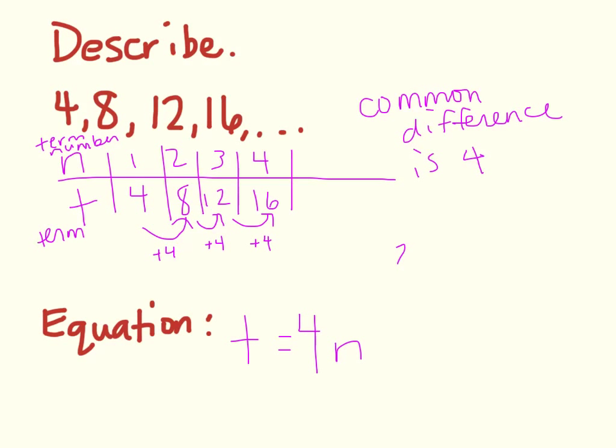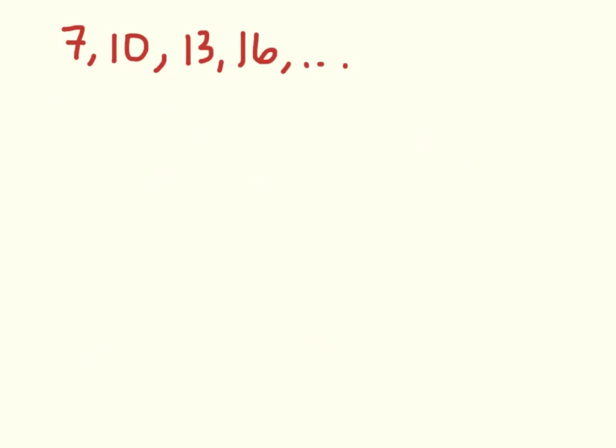So if I wanted to find the 20th term, the term would equal 4 times the term number, which is 20. The 20th term of this sequence would be 80. All right, let's look at another one.